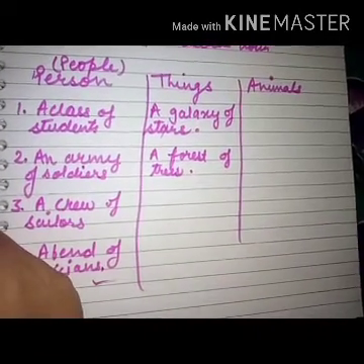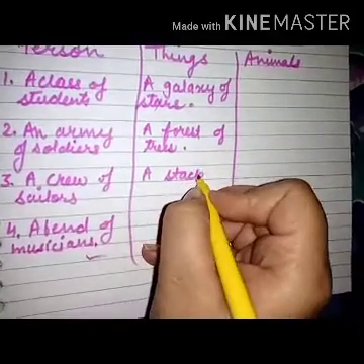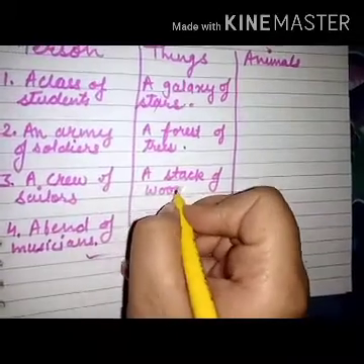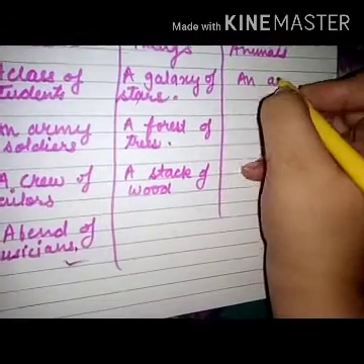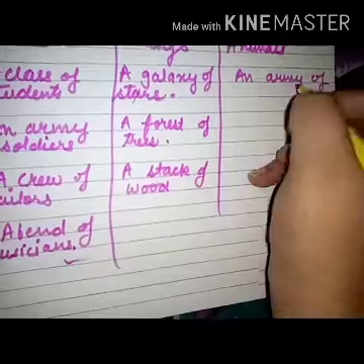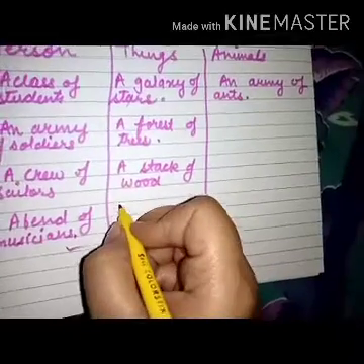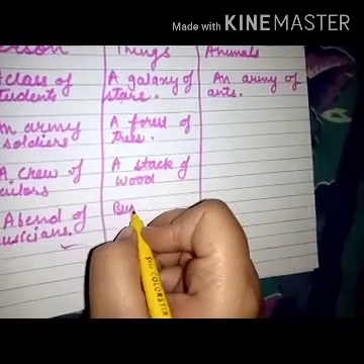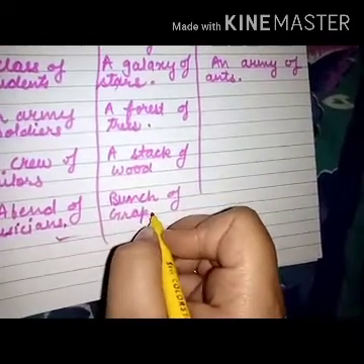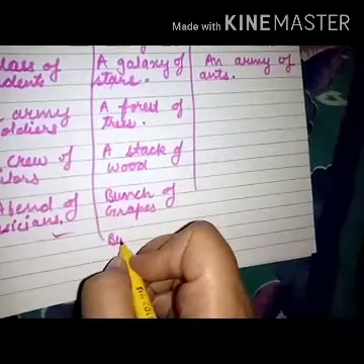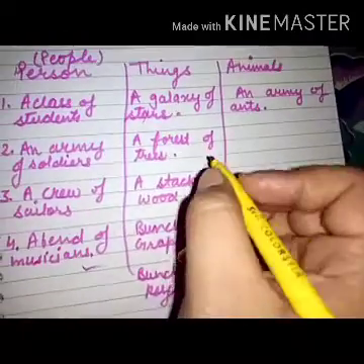Next, a stack of wood. Now we talk about animals. An army of ants. Things: bunch of grapes, bunch of keys. They are called collective noun.